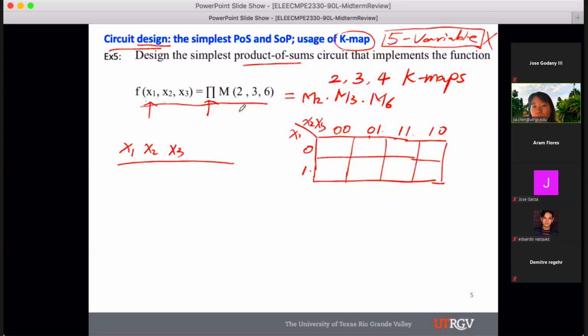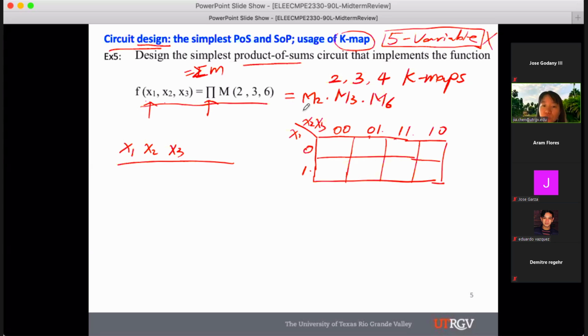Where is M2? When I write it in the multiplication or max terms, that means the cells related to M2, M3, M6 are zeros, okay? They are zeros. When I have the summation over the min terms, that means the corresponding cells you have to fill up with ones. That's the difference between using SOP and POS expressions.